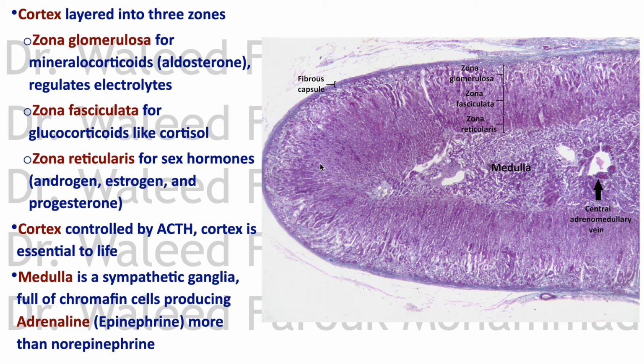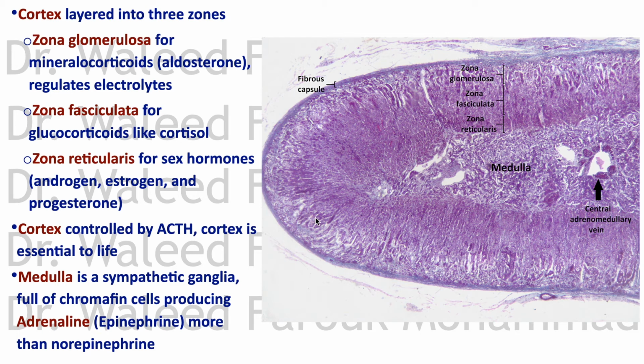So you can imagine the amount of changes in the body if something is wrong with the cortex of the adrenal gland, which will affect metabolism, even the outer figure, the skin, and all the organs actually will be affected if something is wrong with the adrenal cortex. The cortex is controlled by the ACTH, adrenocorticotropic hormone, secreted from the pituitary gland. And as I told you, it's essential to life.